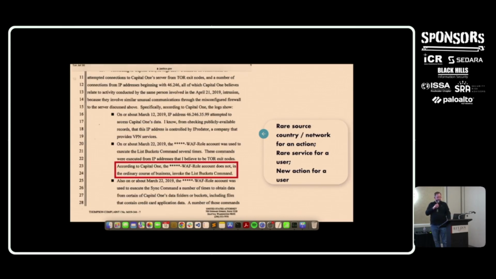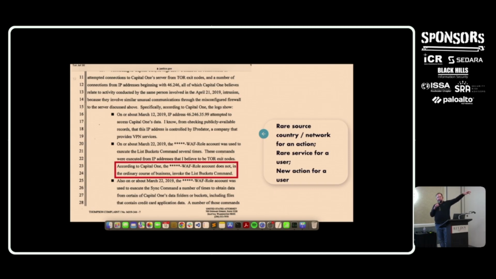So there's another two possible techniques there. A user accessing a service they don't normally access, like modifying the logging service, and also a new action. Like if this is somebody that doesn't normally go around changing retention policies, that would be a new action for the user. And then this one is the original example. This is kind of similar. So the question here is, why is the WAF role coming from outside? Not only is it not coming from the WAF instance, it's not even coming from the cloud environment.